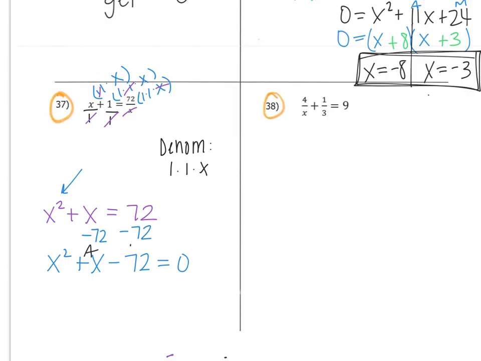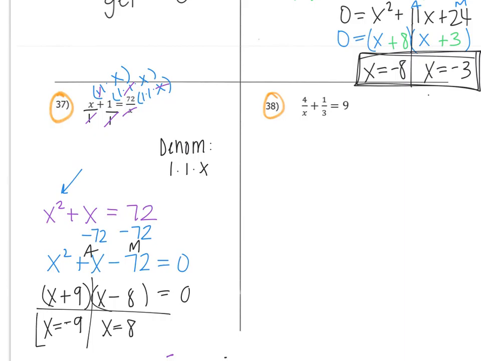I'm going to leave you to it to factor by add multiply. Pause the video while you do it because I'm going to write my answers up here so that you can check it when you're done. Remember, factor and then t-chart. So I found x equals negative 9 and x equals positive 8. Take a look at number 38 when you're ready.